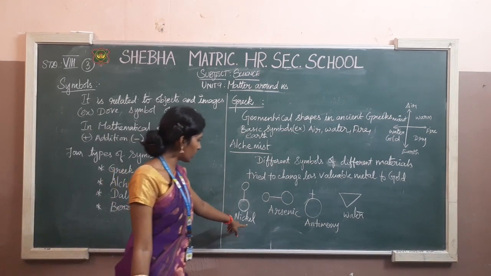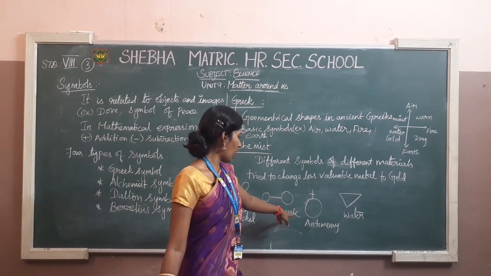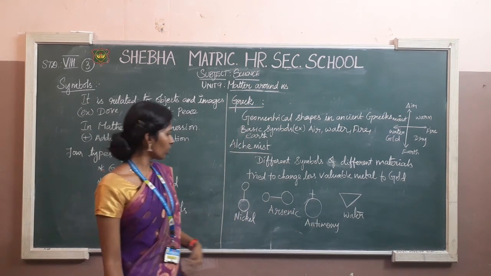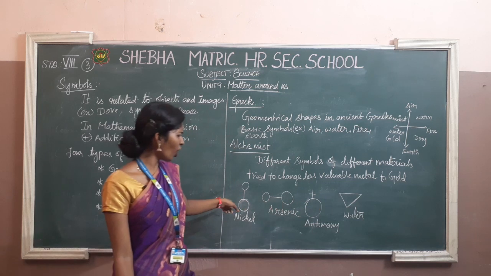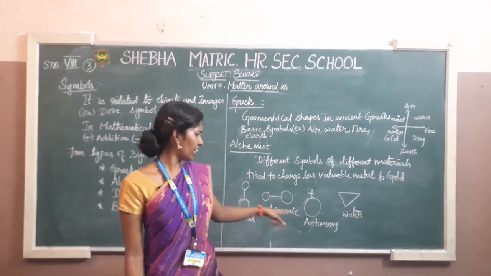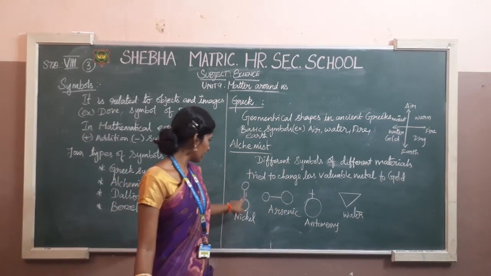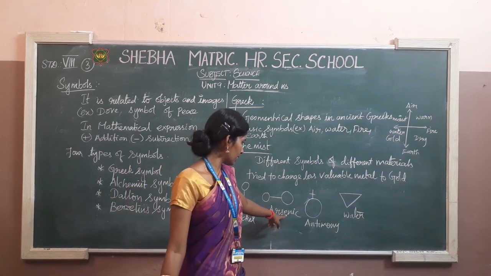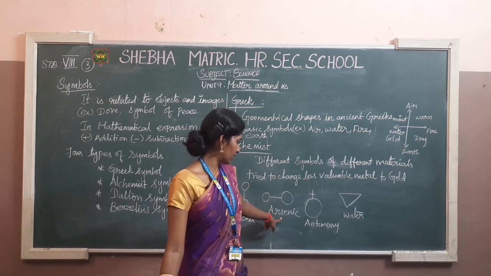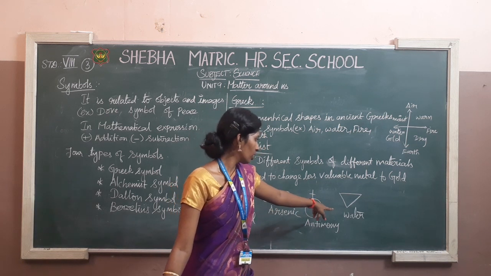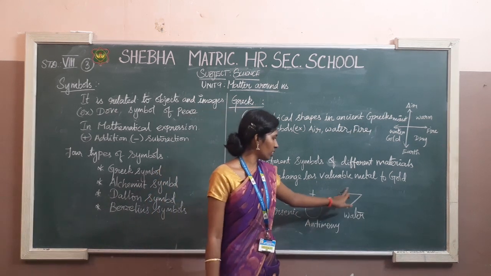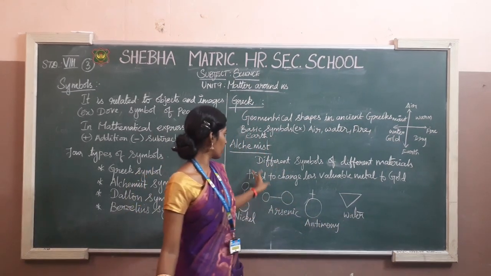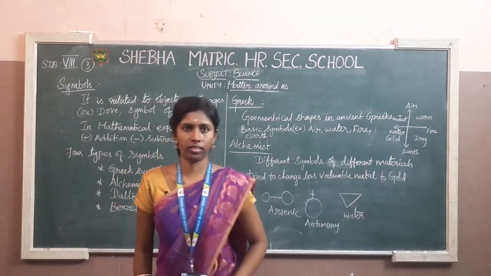So there is a nickel substance, another one is an arsenic substance, and another one is an antimony substance. These are related to the symbols. In these symbols we call it nickel, another one is the arsenic symbol, arsenic, and another one is water. A triangle formation is called water. So these four types of symbols are there in the alchemist substances.